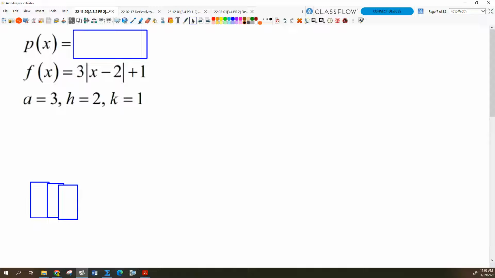Okay. Now, what's the original function that we started with? What kind of function is this that we transformed with those numbers? So in other words, if we just eliminated all the numbers, what would we be left with, Ben?